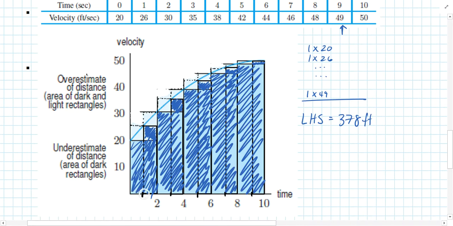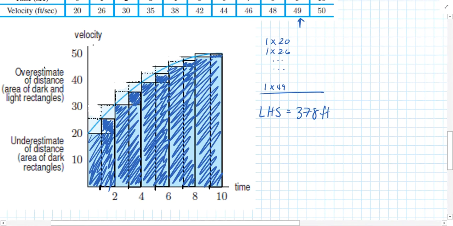And again, horizontal unit of measure was seconds. The vertical unit of measure was feet per second. Those units will effectively cancel and produce a unit of feet.